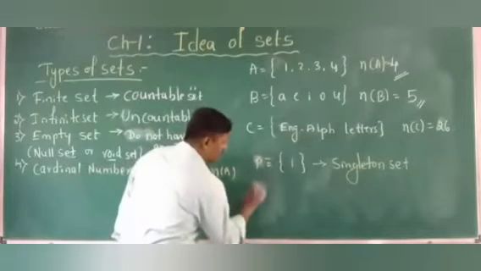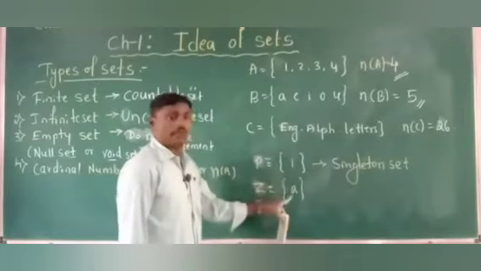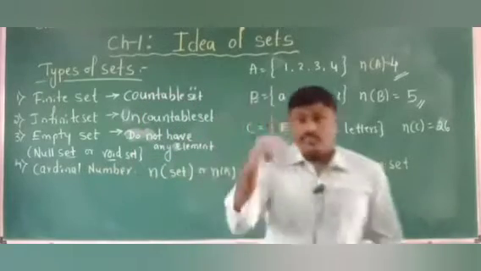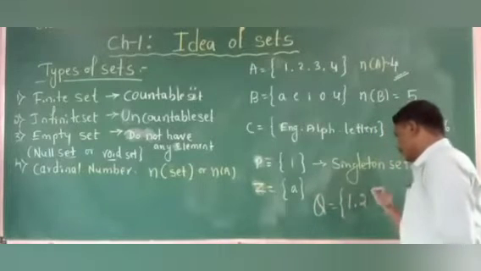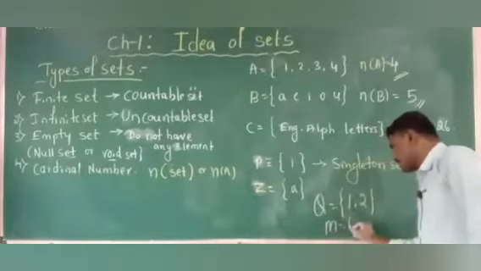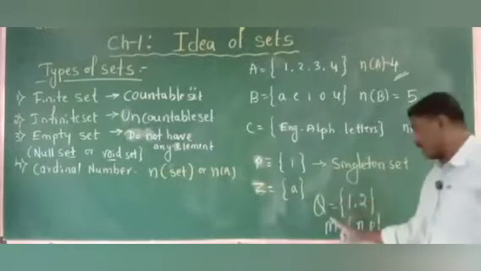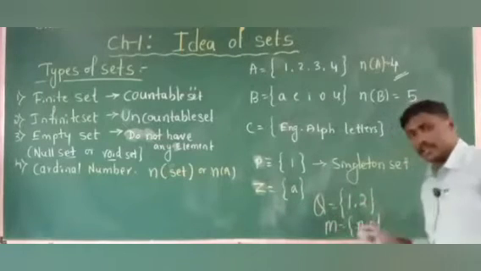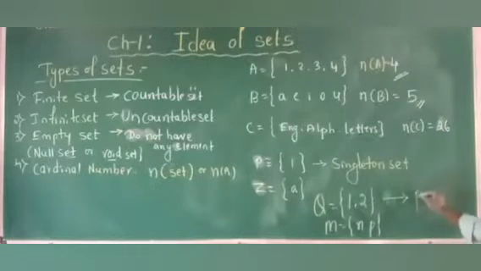For example, Z is a set which is having only one element, that is A. Okay. Next one. If a set has 2 elements, Q is a set of 1 and 2. Q has here 2 elements, that is 1 and 2, or M is a set of N and P. These 2 are the elements which are existing in sets Q and M. 2 elements are there in set Q and 2 elements are there in set M. So these types of sets are called a pair set.